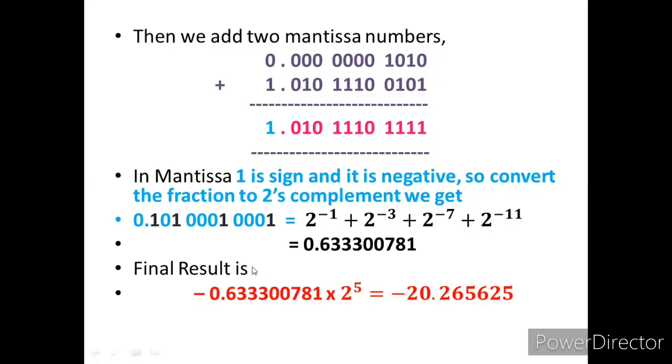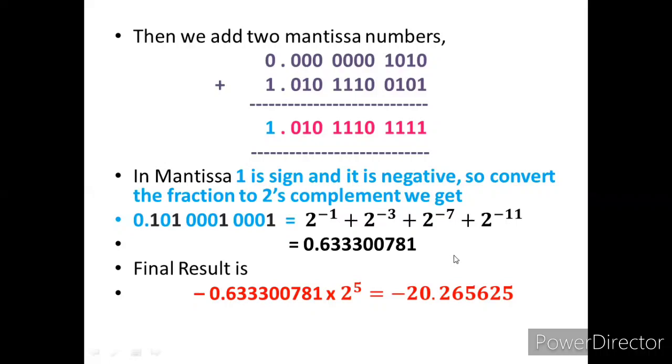So what is the final result? Since it is negative, we have to add a negative sign there. So minus 0.633300781 into 2 raised to 5. When you multiply with this number, we have got the result as minus 20.265625. Okay, so this is the result of the addition of two floating point numbers.